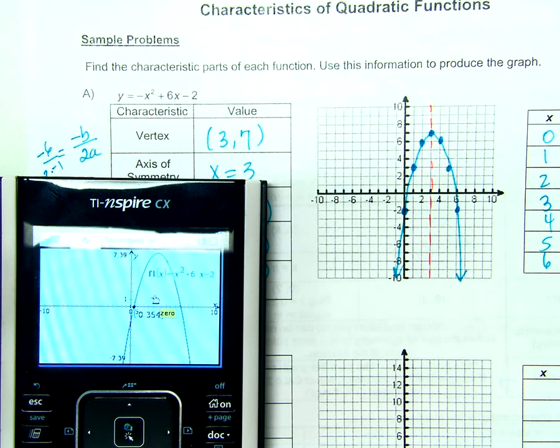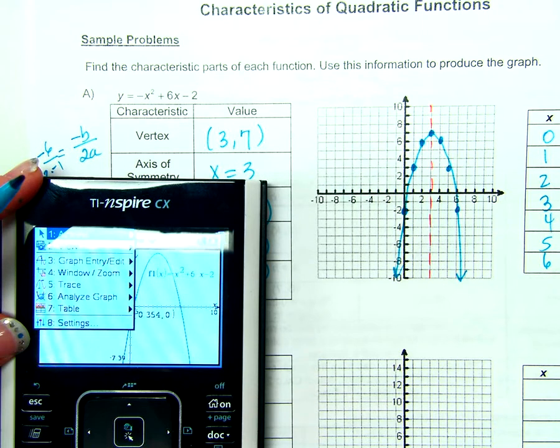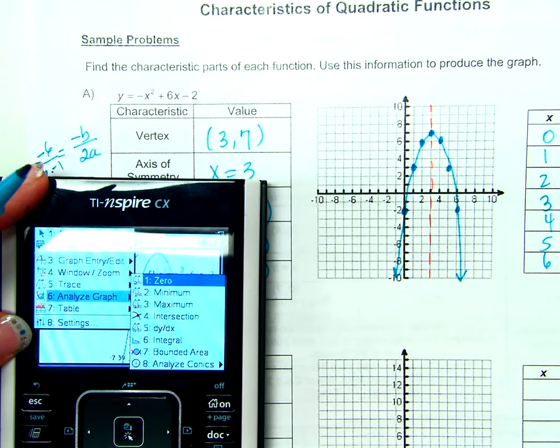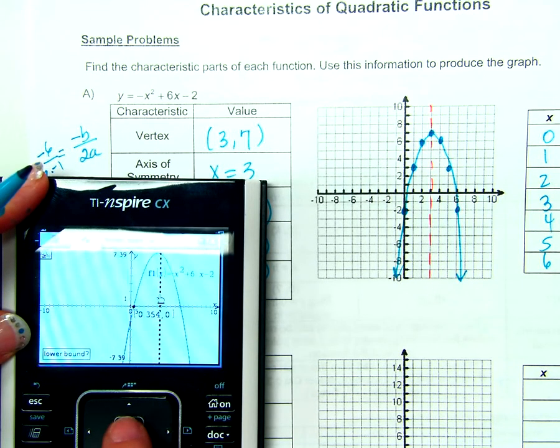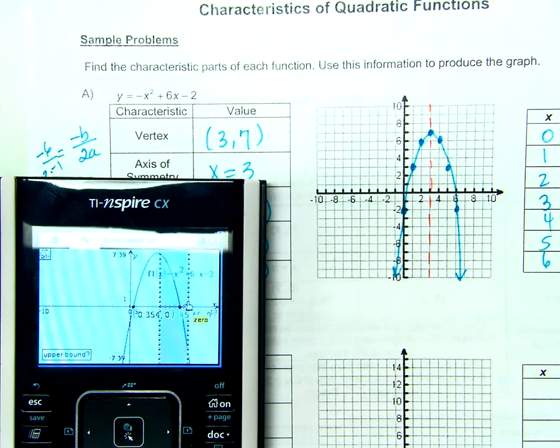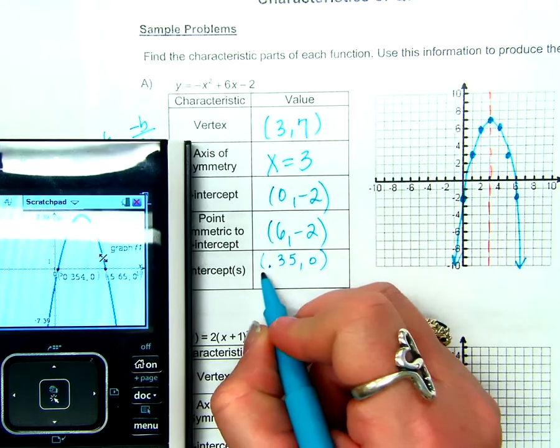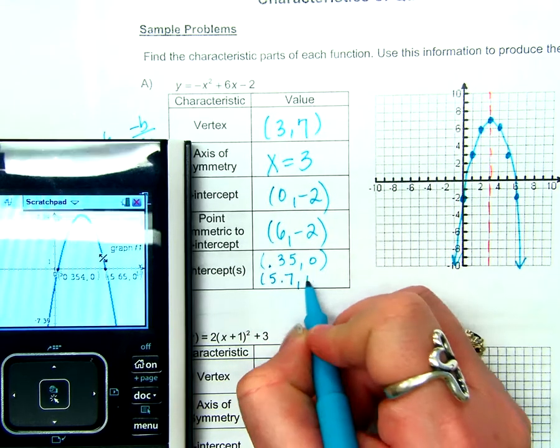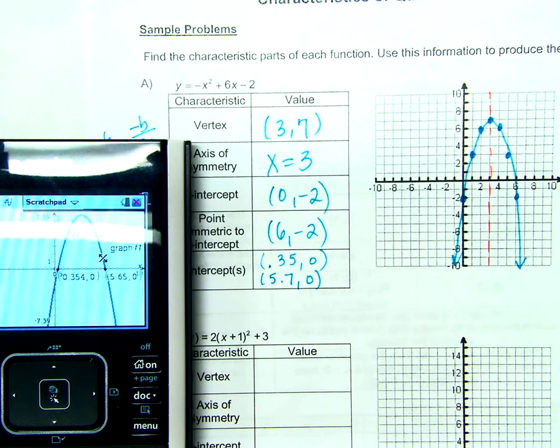Let me go find the other one real quick. Menu, analyze, a zero. I want to put it on the left-hand side, and I want to put it on the right-hand side. Click. So this zero would be 5.7, 0. Is that what you got?